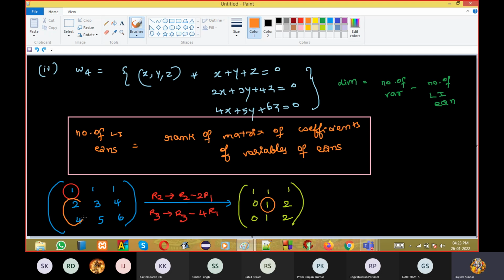I want to make this 0. Now I'm keeping this as reference. I want to make everything below it 0. I want to make this 0. So how will I make that 0? I'll be doing row 3 implies row 3 minus row 2. So if I'm doing that, I will get 1, 1, 1, 0, 1, 2, 0, 0, 0. That's it. How to check row echelon form?